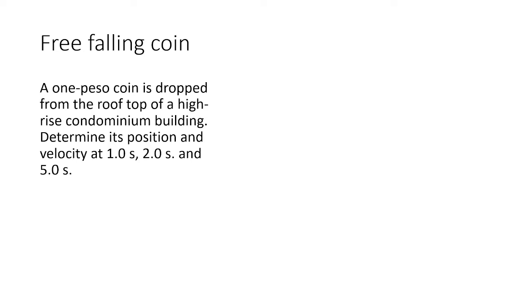So, this is one of the basic problems regarding free fall. So, we have here a free-falling coin. For example, I have here a 1 peso coin dropped from the rooftop of a high-rise condominium building. Determine its position and velocity at 1 second, 2 seconds, and 5 seconds.